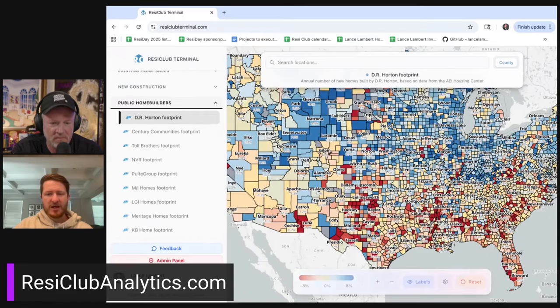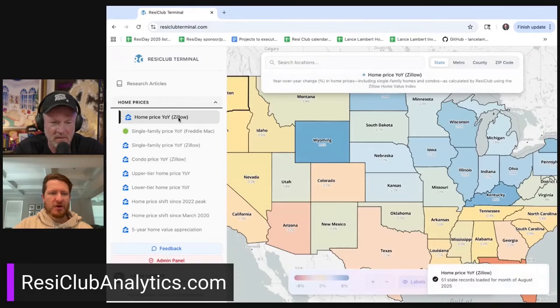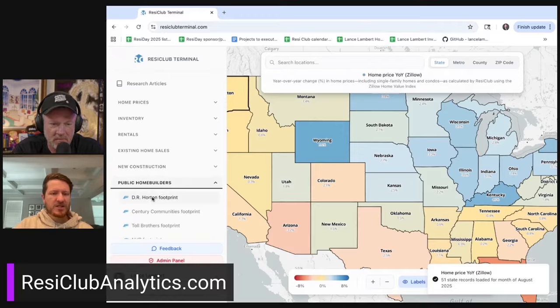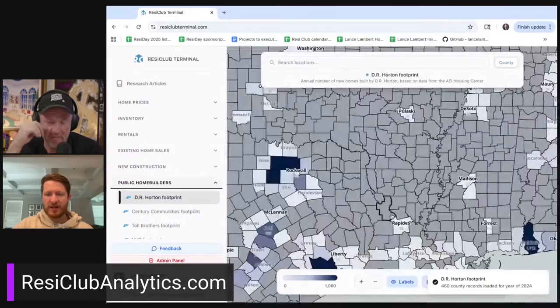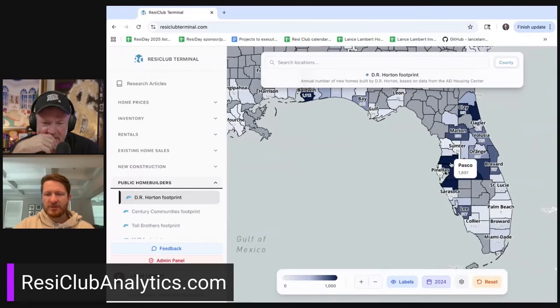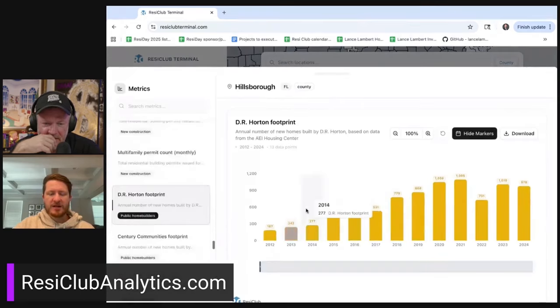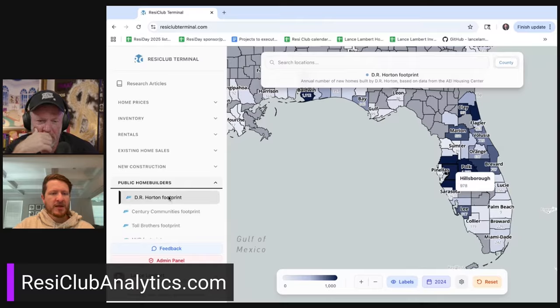If you want to know where DR Horton actually builds homes, you can go through and find it. If you're trying to find deals from them, they have unsold inventory. So you could click on a county and you can see how many homes they built per year in that county back to 2012. Wow.